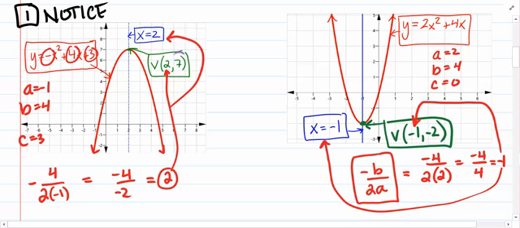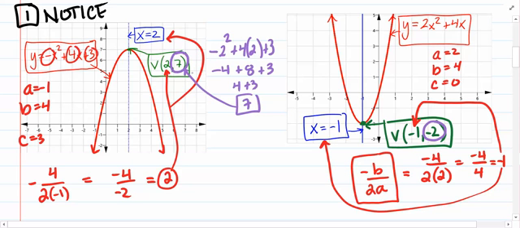Okay, now let's focus on this number 7 and this number 2. How could I get the number 7 out of this whole problem? Well, here's what you do. If you take the value of the x-coordinate and plug it back into the equation, so -2 squared plus 4 times 2 plus 3, here's what you'd get. You'd get -4 plus 8 plus 3. -4 plus 8 is 4, plus 3 is, oh my gosh, 7, and that's where the 7 comes from.